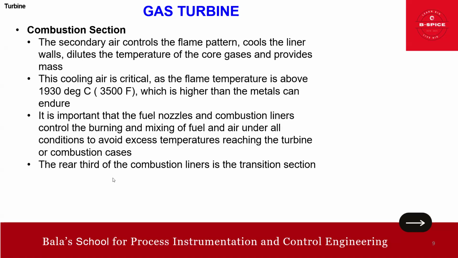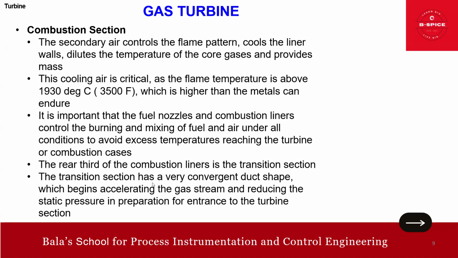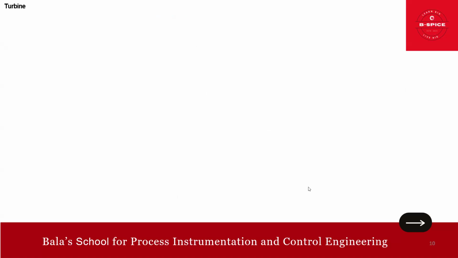So the rear third of the combustion liner is the transition section. Basically the transition section has a convergent duct shape. Here we were talking about divergent, right? So the third of the combustion liner is the transition section, wherein it has a convergent duct shape, which begins accelerating the gas stream and reducing the static pressure in preparation for entrance to the turbine section. So that is the point. Just remember, good to go.